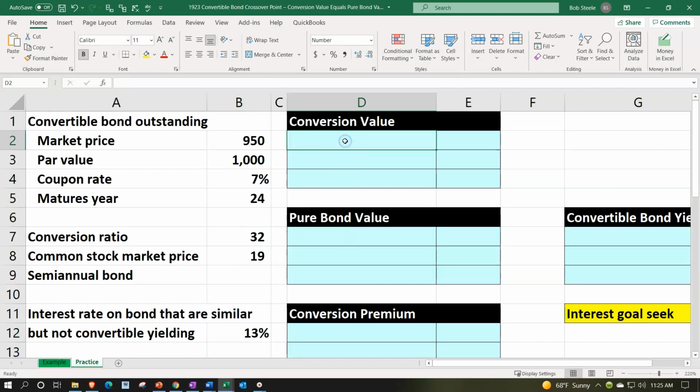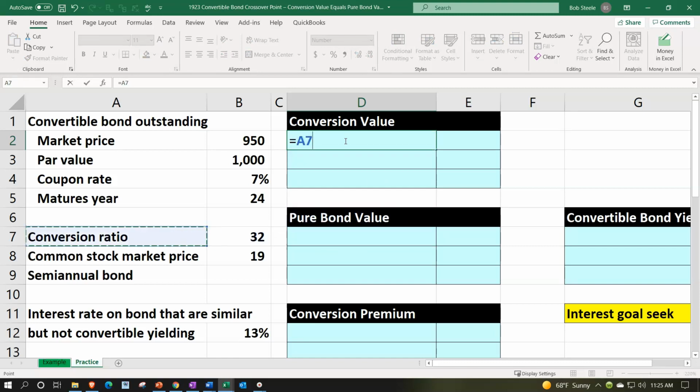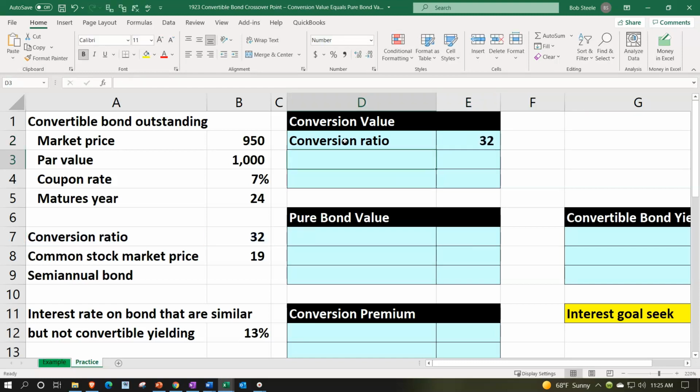The conversion value, this would be us trying to look at this bond from the angle of the common stock valuation, meaning if we converted to the common stock, what would be the value of the common stock? Because we know the value of the common stock since it's trading on the market and it's a more simplified security. So we're going to say we have the conversion ratio, which was the 32. That's how many shares we can convert this bond into. And then we've got the stock price, which is the market price of $19.